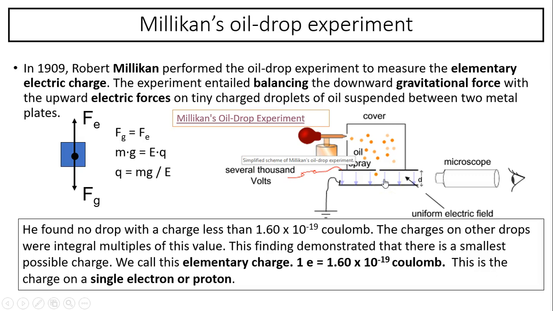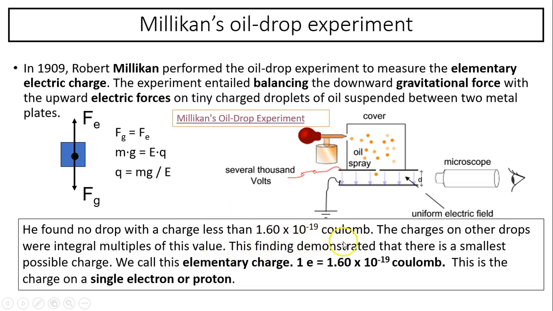So he observed oil drops that were suspended between the two plates. When the oil drop is suspended between the two plates, that means the forces are balanced. The gravity equals the electric force. And from here, he can figure out the charge on the oil drop. What he found is that there is no drop with a charge less than 1.6 times 10 to the negative 19 coulombs. So that's an important number.